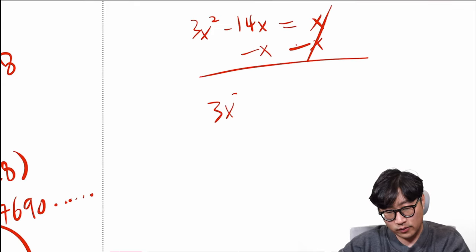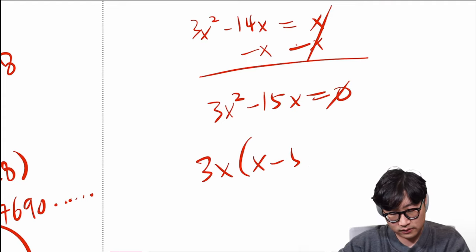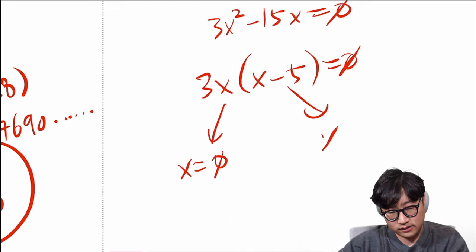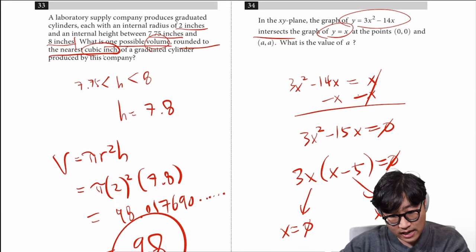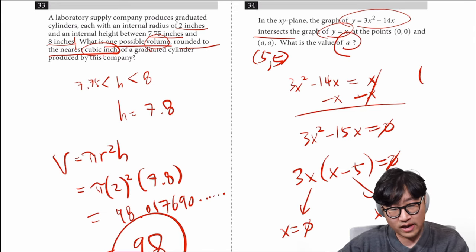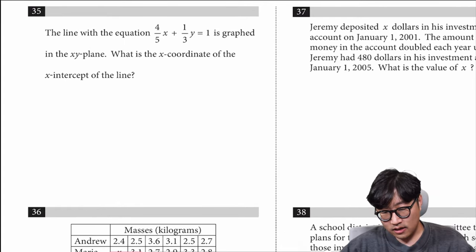So 3x squared minus 15x is equal to 0. Factor out the 3x, so that'll be x minus 5 is equal to 0. So x is equal to 0, x is equal to 5. So that probably is 5, and this a, so it's probably 5 too. So what is the value of a? Just 5 it is.